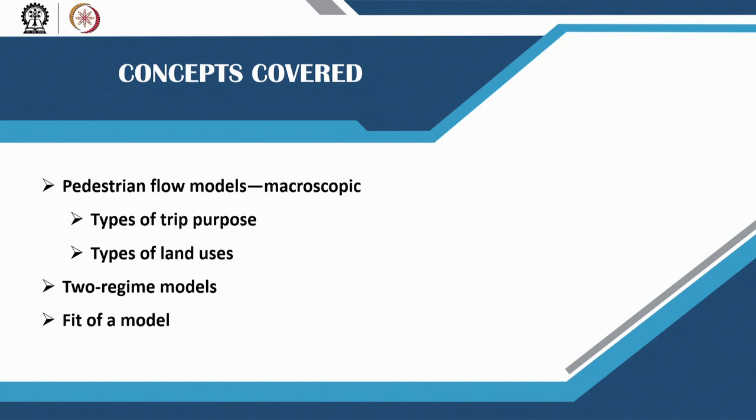So, in this lecture we will be looking at how the flow models differ by trip purpose, by different types of land uses, and how they can have two different regimes in their models. One regime can be for congested flow and one for uncongested flow. And what do we say when a model fits the data well? So, how do we determine the fit of a model? We will just quickly look at that.